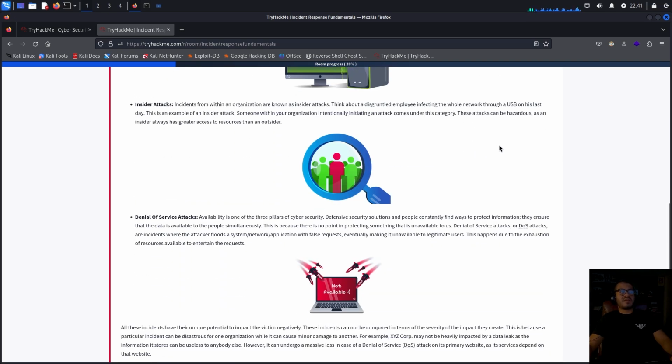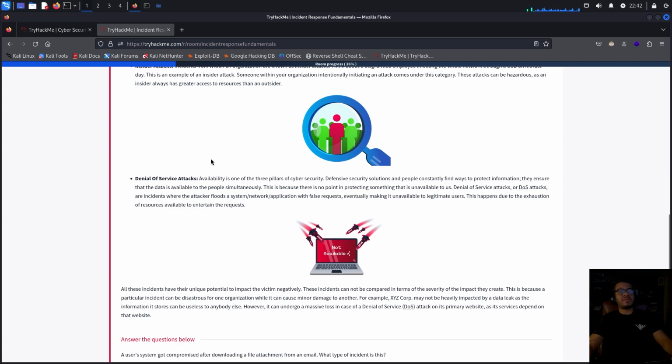Then, insider attacks. Incidents from within an organization are known as insider attacks. Think about a disgruntled employee infecting the whole network through a USB on his last day. This is an example of an insider attack. Someone within your organization intentionally initiating an attack comes under this category. These attacks can be hazardous, as an insider always has greater access to resources than an outsider, right? Because they have basically the company's credentials and stuff. They can be pretty harmful.